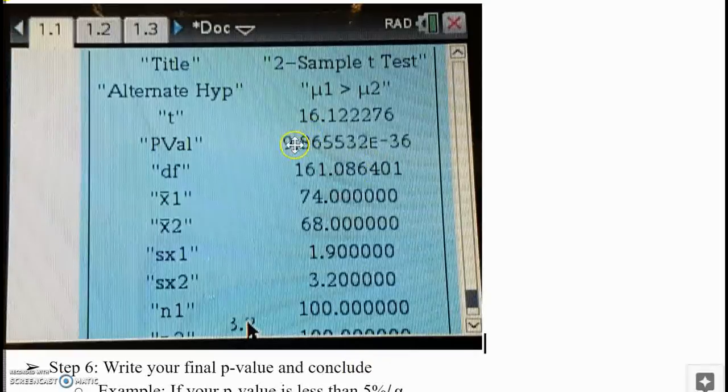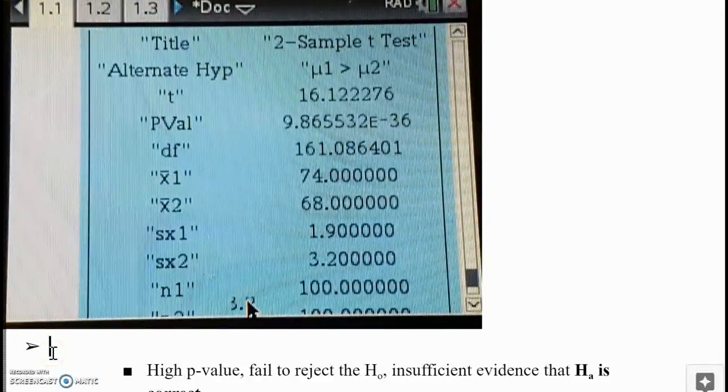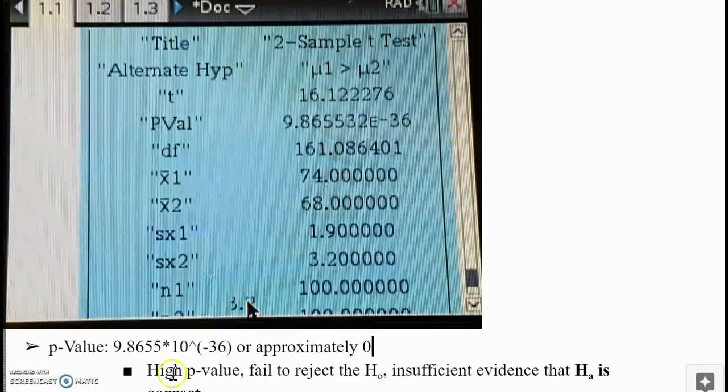So first let's look at the p-value. 9.865532. That's my p-value. Nope, that is not correct. As you can see, this is e, which just means times 10 to the power of, followed by negative 36. So my p-value, if I write it down here, is 9.8655 times 10 raised to the negative 36, or if you wanted to, you could just write approximately 0.